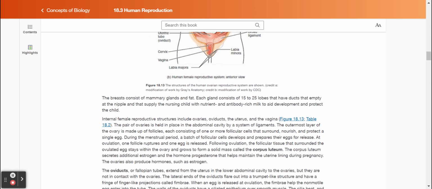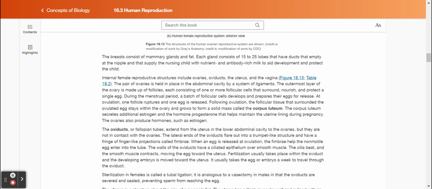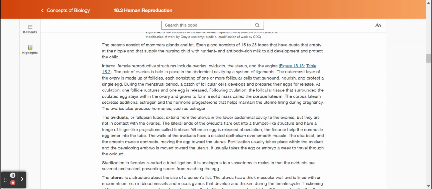The breasts consist of mammary glands and fat. Each gland consists of 15 to 25 lobes that have ducts that empty at the nipple and that supply the nursing child with nutrient and antibody-rich milk to aid development and protect the child. Internal female reproductive structures include ovaries, oviducts, the uterus, and the vagina.